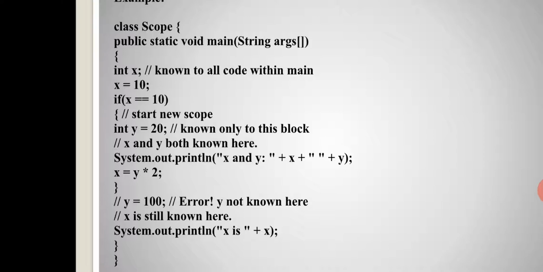Understood? So this is nothing but the scope of the variable. And lifetime also: y's lifetime is only within that particular braces. Outside the braces it is invalid, it doesn't take any values over there.